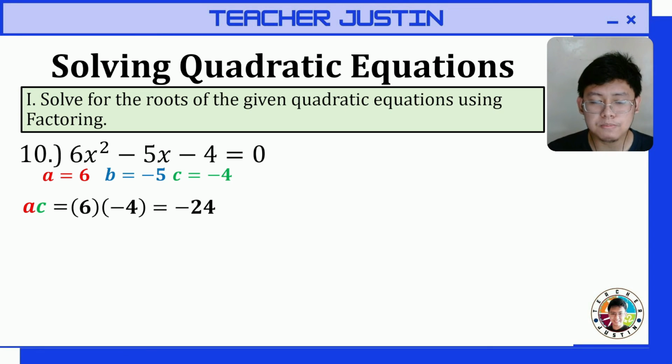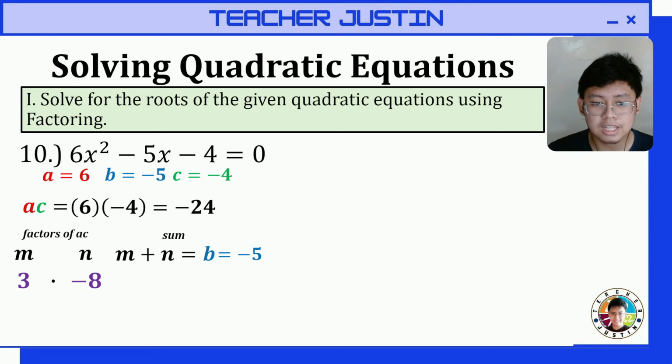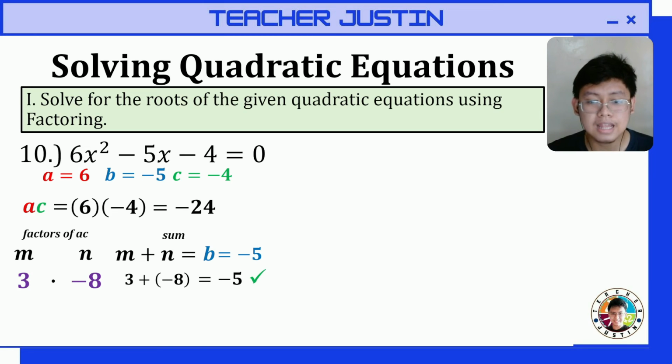So, let's substitute. 6 times negative 4 will give us negative 24. Tapos, pag nakuha na natin yung product ni AC, hanap tayo ng factors ni AC na pag inadd natin, the answer is equal to B. Yung B dito is yung middle term, which is equal to negative 5. Okay, so isip na tayo ng factors ni negative 24. So, pwede siyang 3 times negative 8. So, 3 times negative 8 is negative 24 pa rin. Pag inadd natin, 3 plus negative 8, it is equal to negative 5. Which is yun yung hinahanap natin na sum ng factors ni AC.